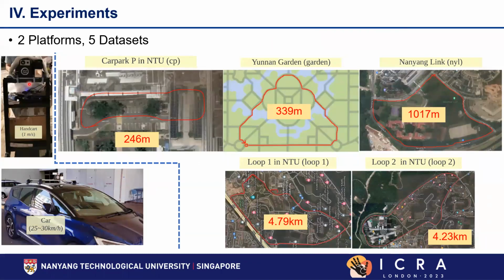For the experiment, we tested the algorithm with two platforms, a handcart and a car. The velocity is different. And with five datasets: a car park, a garden, and in the campus, 1 kilometer, and two loops in the campus, about 4 kilometers. Next, we will introduce the experiments with these two datasets, the garden and the loop 1.